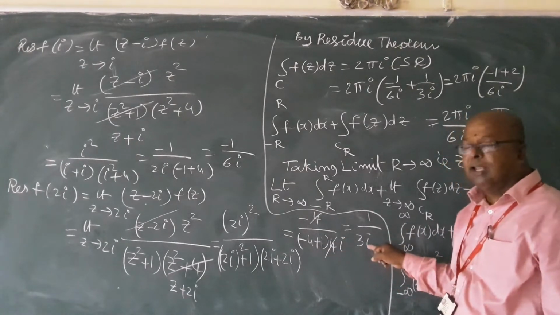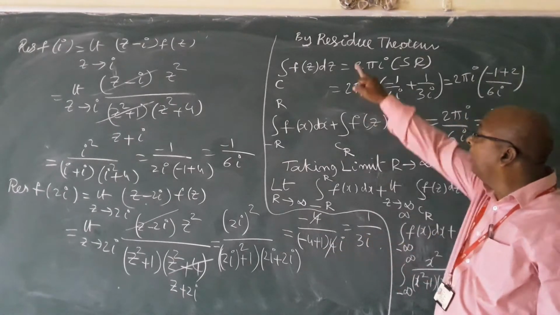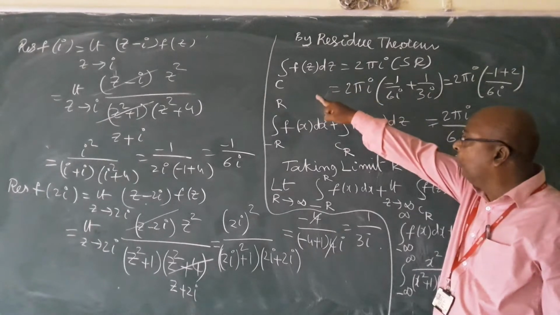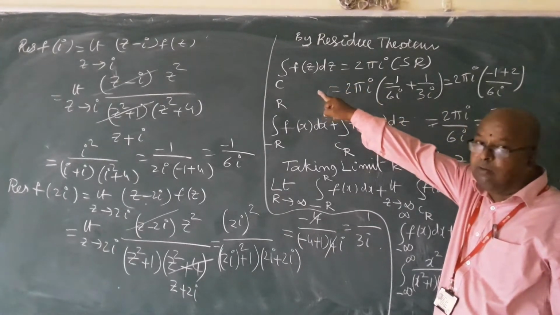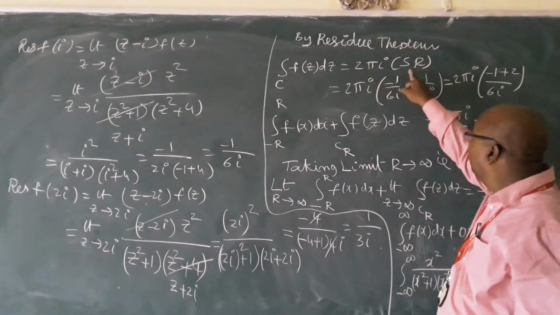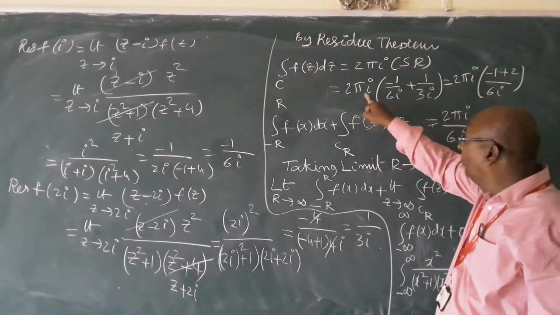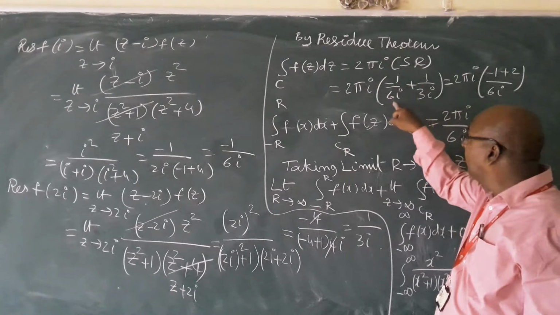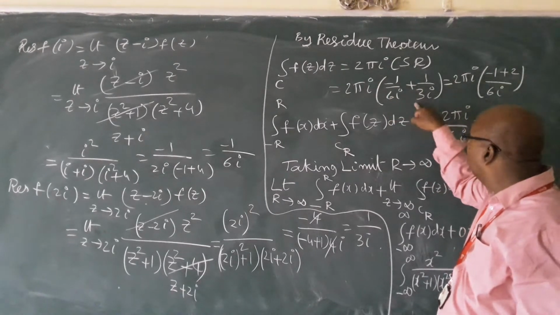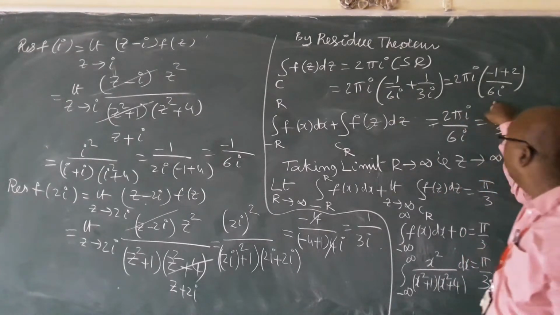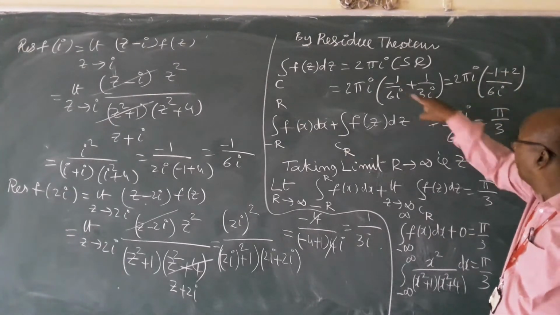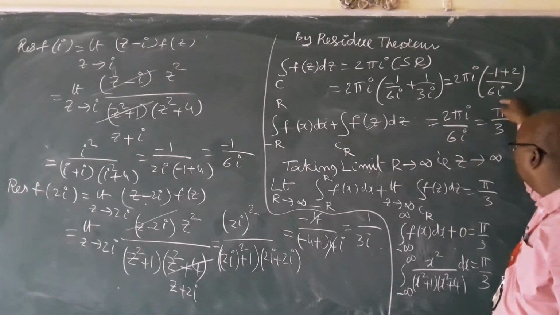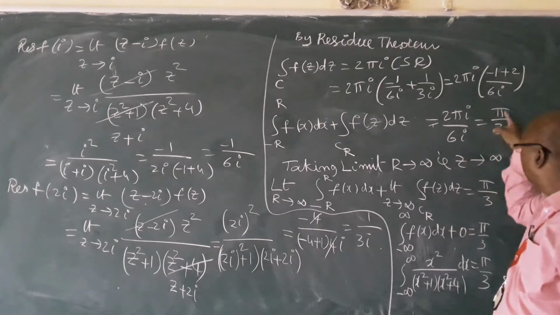By residue theorem, the integral over c of f of z dz, where c means closed curve, is 2 pi i times the sum of the residues. That is 2 pi i into (minus 1 by 6i plus 1 by 3i). Taking LCM 6i, 2 pi i into (minus 1 plus 2) by 6i, which is 2 pi by 6, so pi by 3.